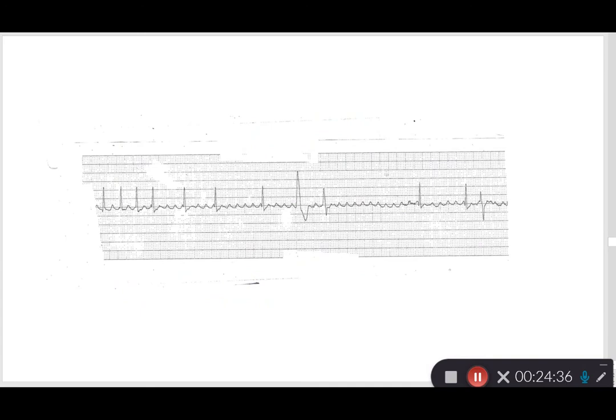All right, so first of all, let's highlight our weird one. Obviously, that's our weird one right there, right? It's our PVC. So it's a very wide, bizarre-looking complex, so it's coming from the ventricles. Let's look at our underlying rhythm. We can just look at this section. I have narrow QRS complexes, so it's coming from above the ventricles. And I have these sawtooth flutter waves.